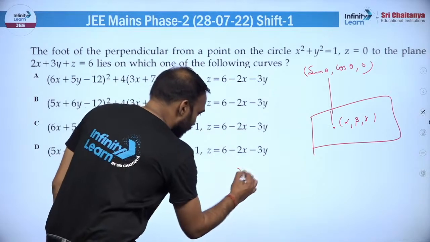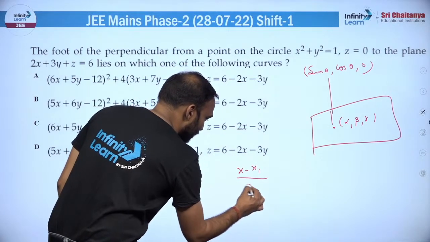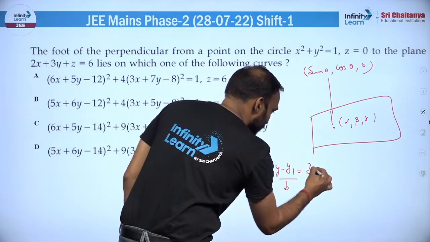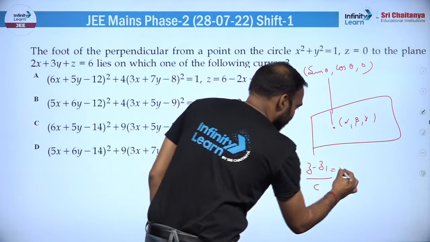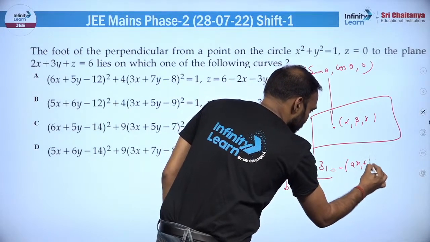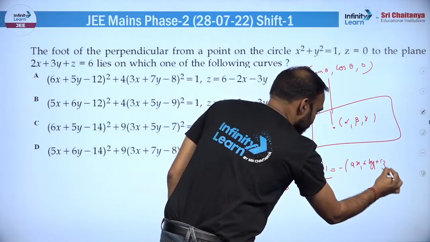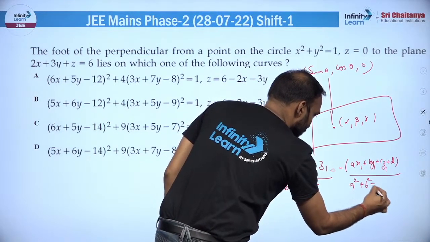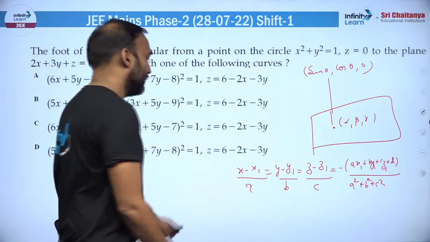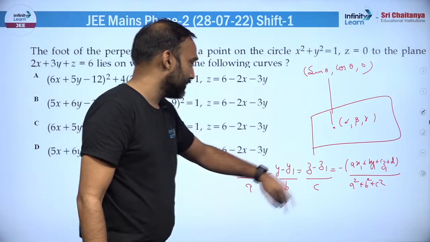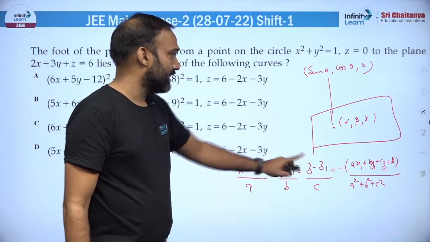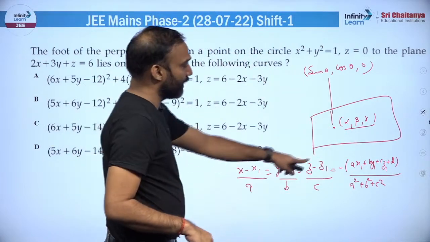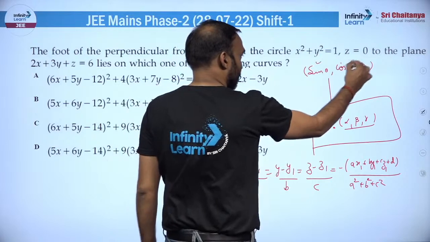The formula for the foot of the perpendicular is (x − x1)/a = (y − y1)/b = (z − z1)/c = −(ax1 + by1 + cz1 + d)/(a² + b² + c²), right? So what is x, x1, y, y1, z, z1? x, y and z are your foot of the perpendicular. So this is x, y and z. x1, y1, z1 is this point.